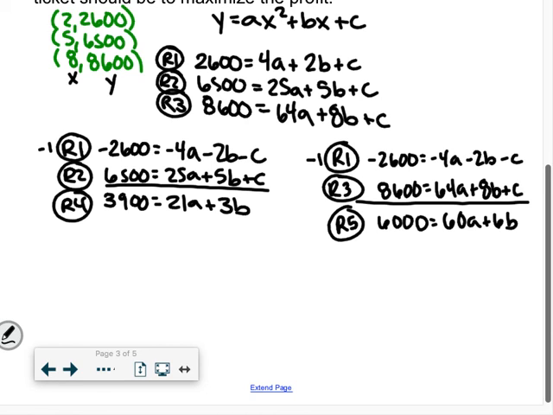Now look at row 4 and row 5. You've got A's and B's. Now which letter is going to be the easiest letter to eliminate? A or B? B. Right, I've got a 3B and a 6B, so let's multiply row 4 by -2. Excellent. Okay, so I'm going to write -2 times row 4 and row 5.